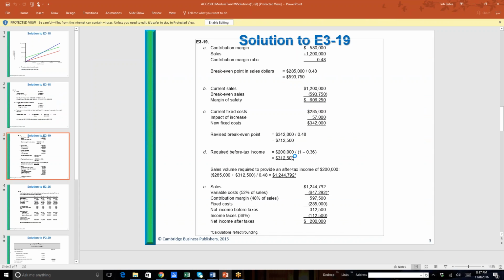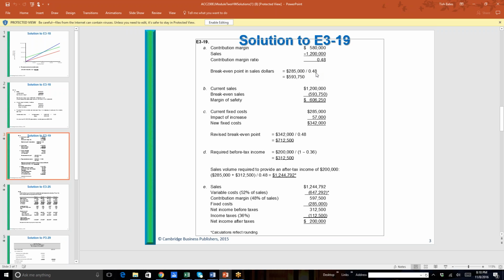So this right here, you were given the 200,000, because that's your after tax income, and you're dividing it out by 1 minus the 36% and getting your before tax income. So the sales volume required to provide an after tax income of 200,000: once you know the required before tax income of 312, you can take the 285, which is your current fixed cost, plus the 312, and divide it out by this 48%, because that's your break-even point in sales dollars that you calculated up here.